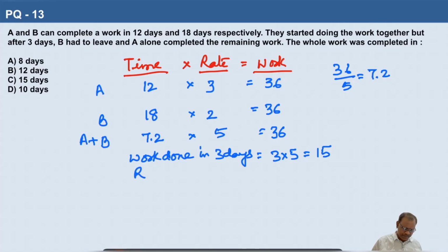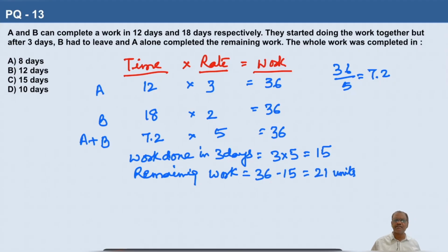So what is the remaining work? Remaining work is 36 minus 15. That is 21 units. 21 units of work is remaining. So who is doing this remaining work? A alone completed the remaining work. So A can do 3 units every day.